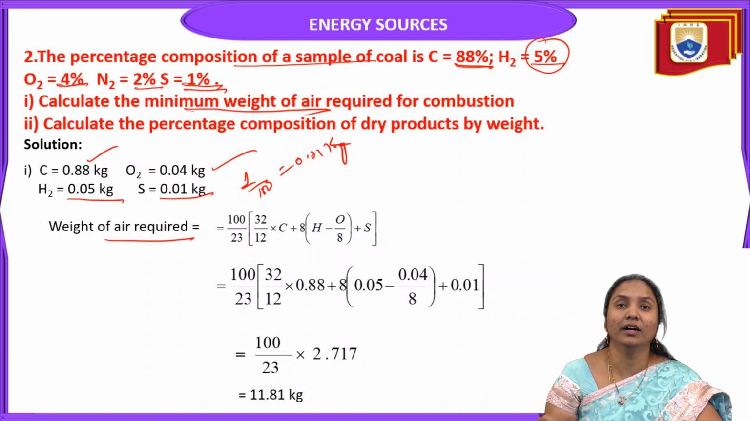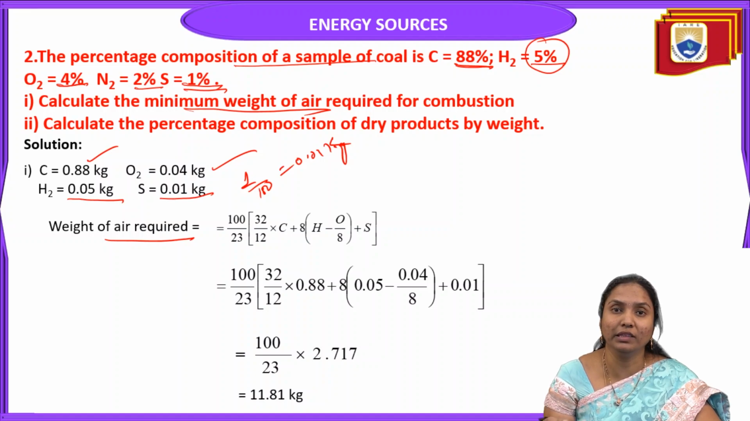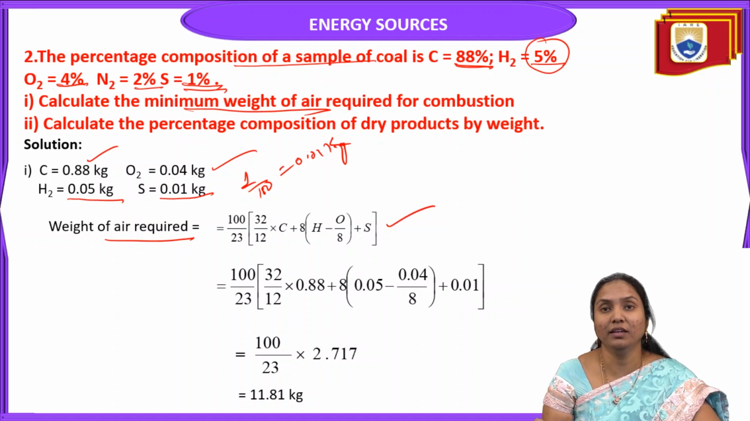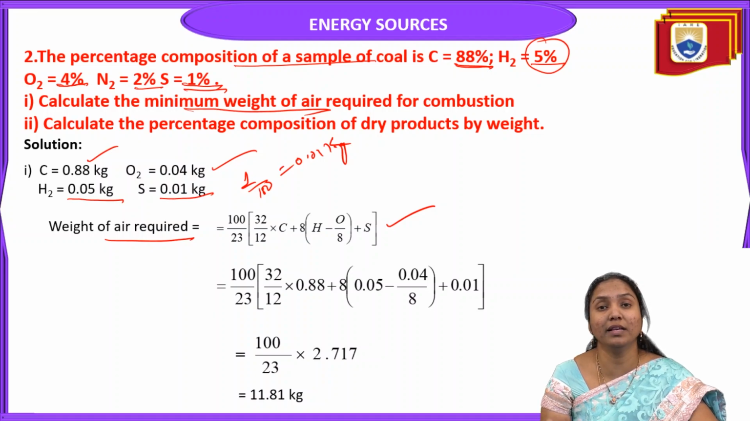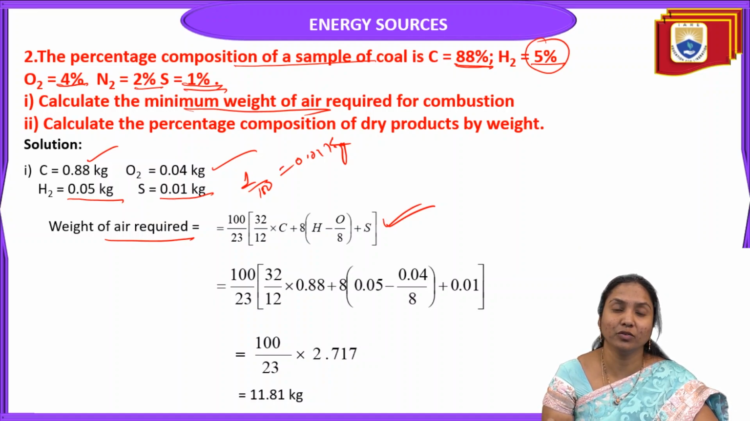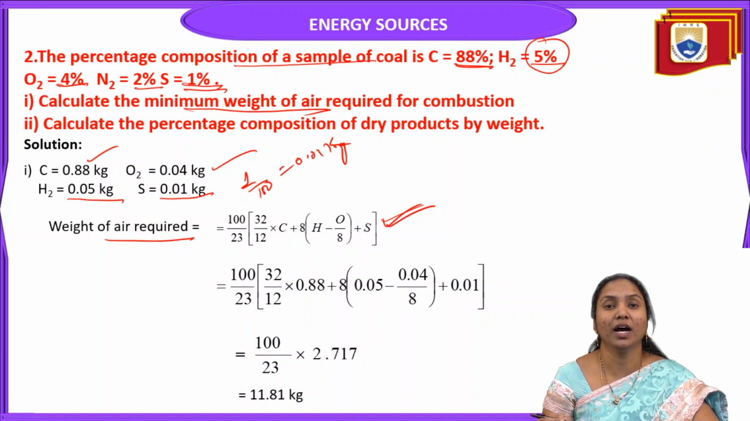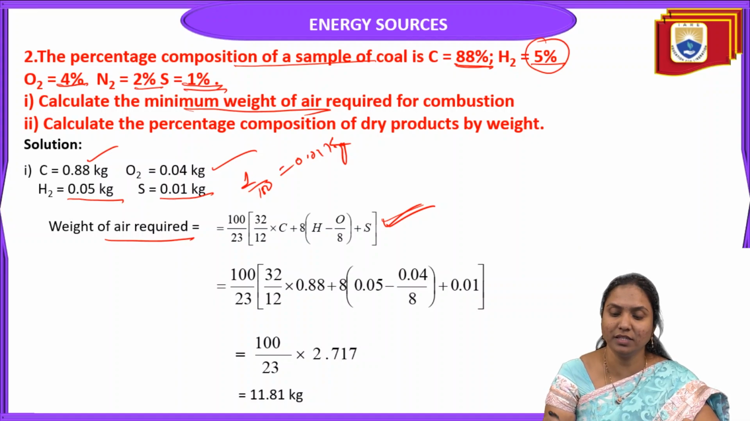What is the formula we are using for this one? 100 by 23 into (32 by 12 into C plus H minus O by 8) into 8 plus sulfur. This is the most important formula used for the determination of weight of air required. How much air is required for complete combustion of fuel? Generally we use this formula. After that we can substitute the percentages of carbon, hydrogen, sulfur, oxygen in this formula.